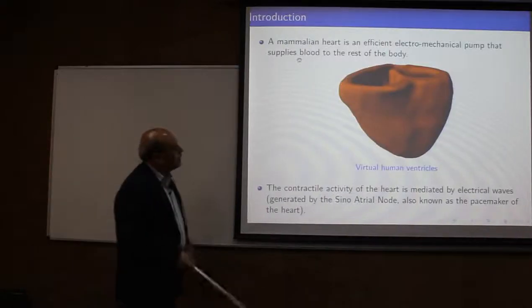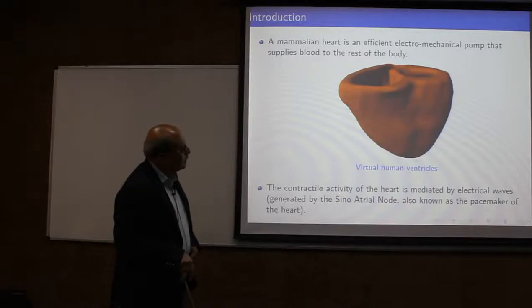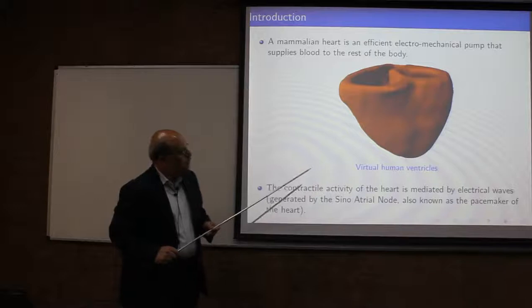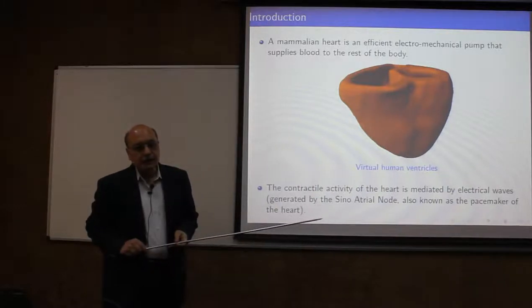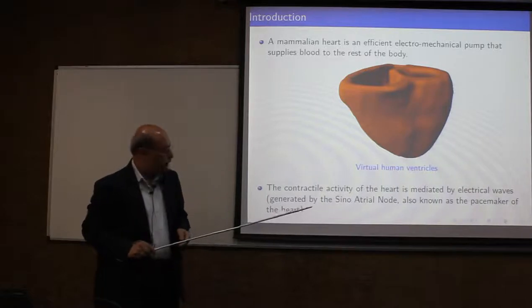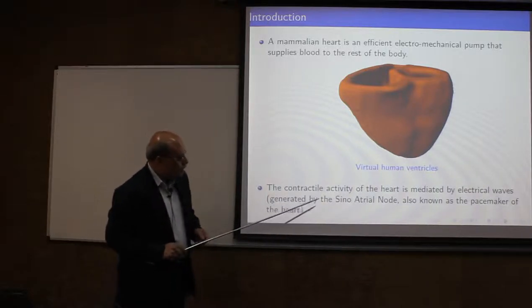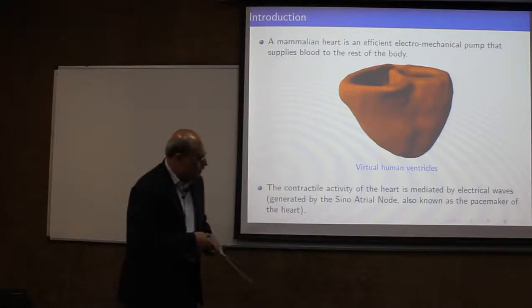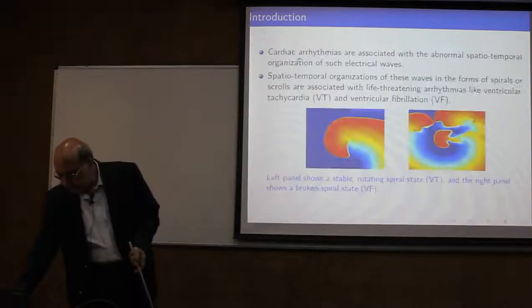A mammalian heart is an efficient electromechanical pump that supplies blood to the rest of the body. I show you a virtual human ventricle here, which we use in anatomically realistic simulations of electrical waves in the human heart. The contractile activity of the heart is mediated by electrical waves, which are generated by the sinoatrial node.